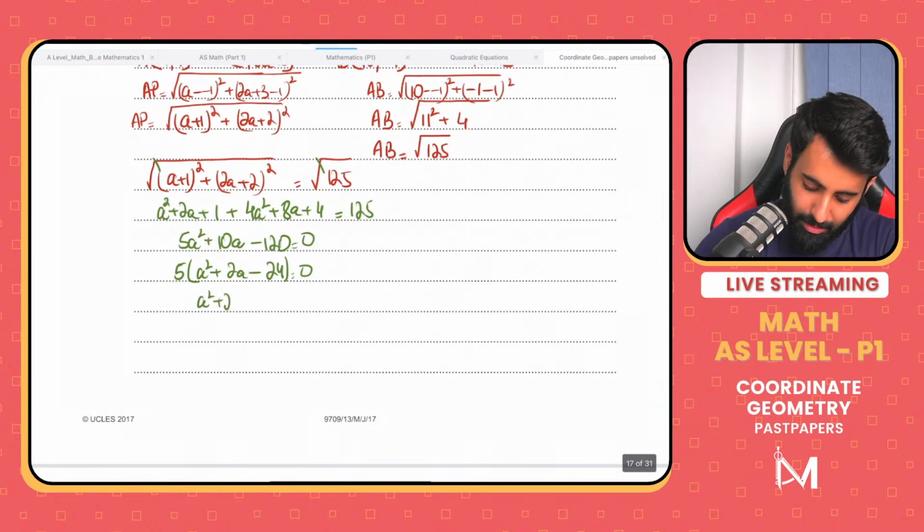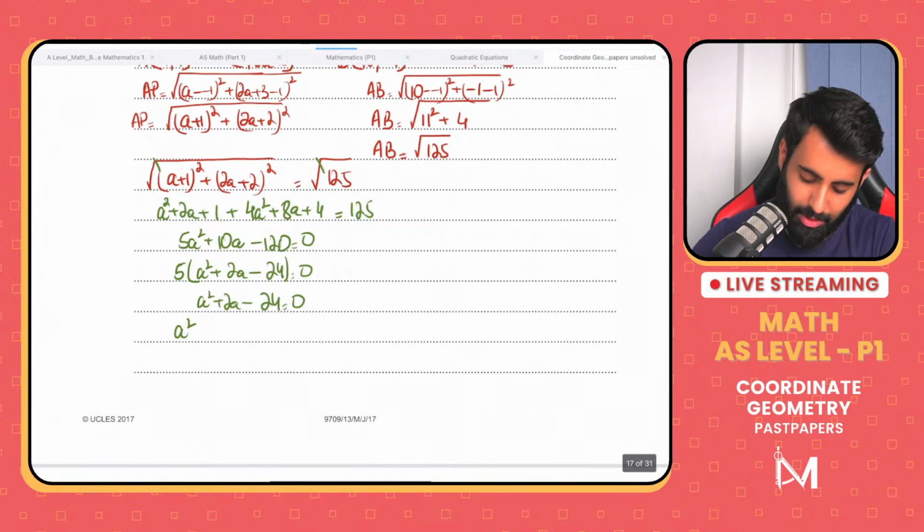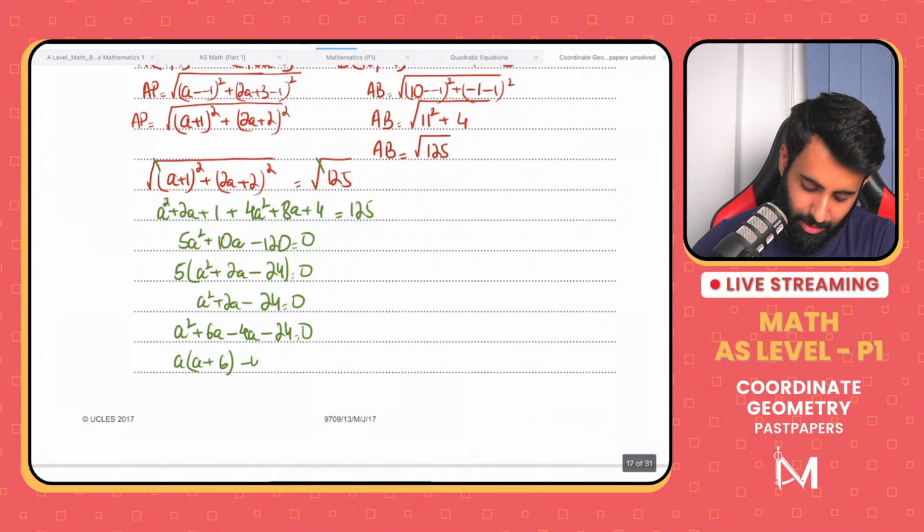Solve this quadratic equation, and when you do that, you will end up with two values of A, and you will solve this quadratic equation through middle term breaking. A squared plus 6A minus 4A minus 24 equals 0. Again, everyone should know how to solve quadratic equations using middle term breaking.